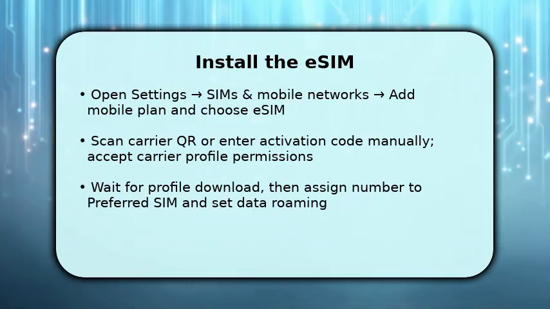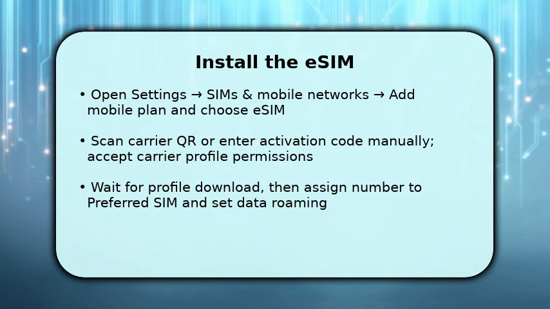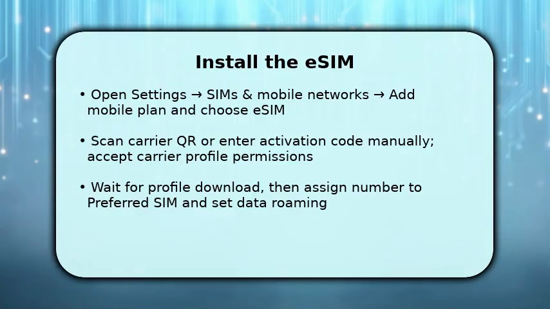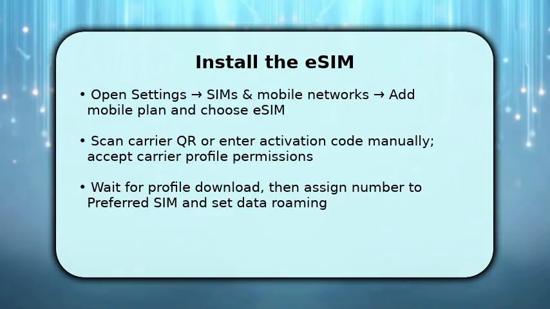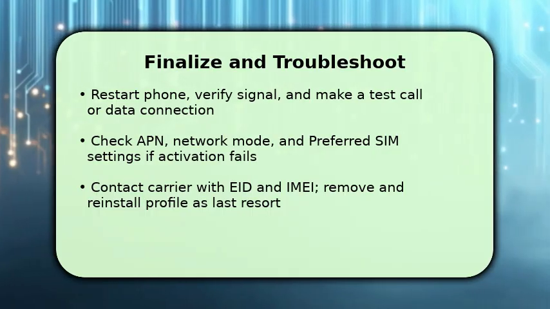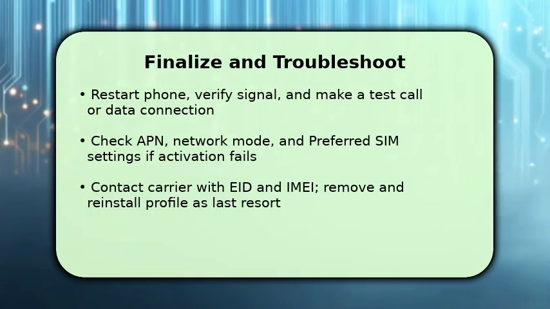Once installed, assign the eSIM to your preferred slot for calls or data, and configure data roaming or APN settings if your carrier requires manual input. Finish by restarting the phone and verifying signal bars, then place a test call and browse to confirm data.